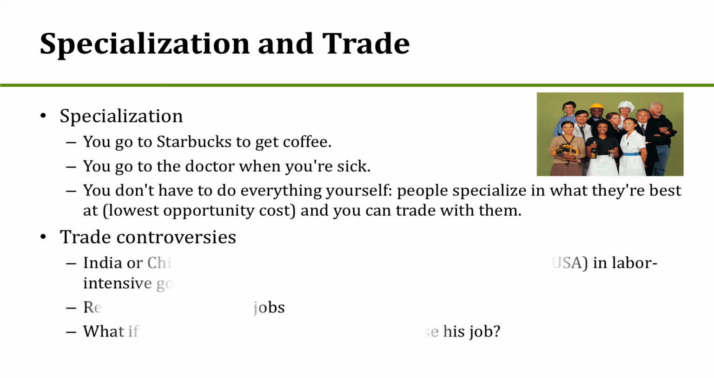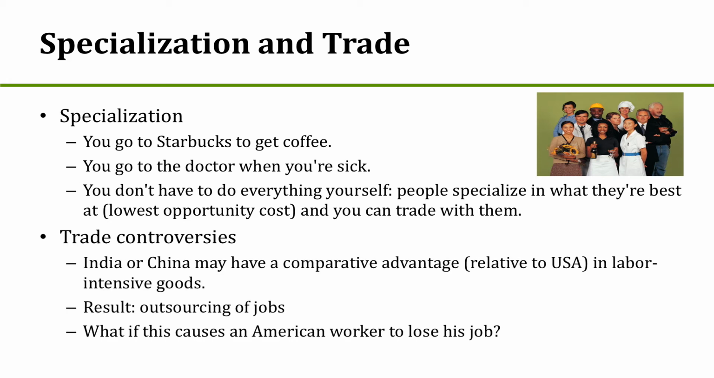That's our main idea. But of course, trade, according to some politicians or some people, has problems as well. So for example, India and China have a competitive advantage relative to the US, of course, in labor-intensive goods. If you're using an iPhone, when you turn the back of it, you will see that it is designed in California and it is made in China.